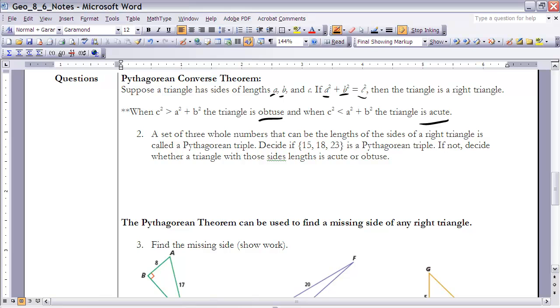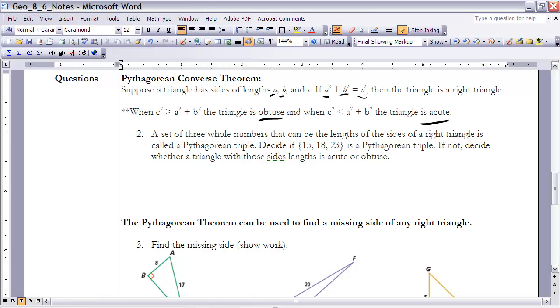So here's example 2 now. It says a set of three whole numbers that can be the lengths of the sides of a right triangle is called a Pythagorean triple. Okay? Decide if 15, 18, and 23 is a Pythagorean triple. If not, decide whether the triangle with those side lengths would be acute or obtuse.